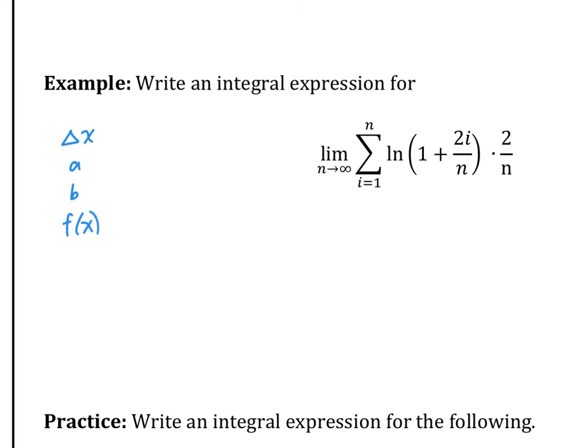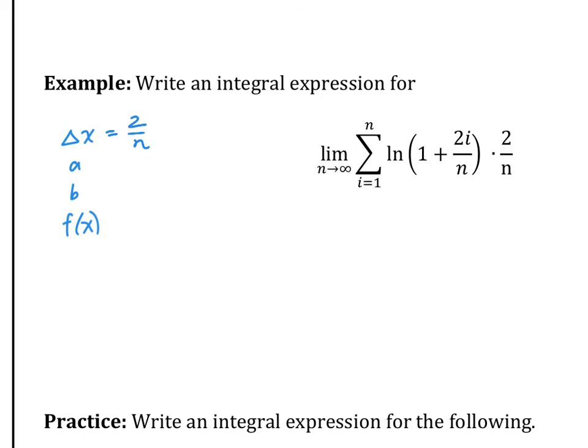Here's my hint on it. When you look at the limit notation, you're looking for the part that's repeating, because that part that's repeating is most likely the delta x. In this question, you can see that it's very clear. It's 2 over n, especially since there's an i there, right? So 2 over n is my delta x.